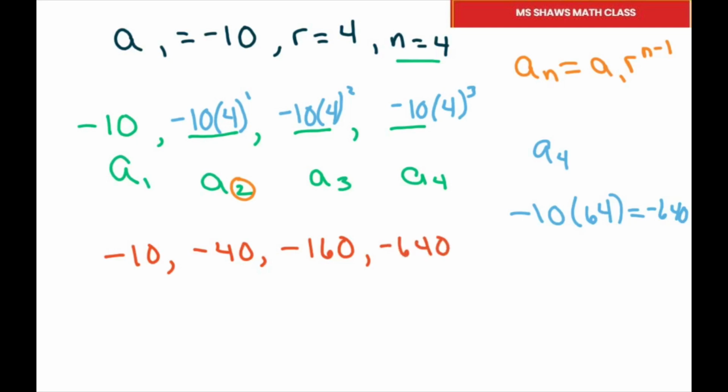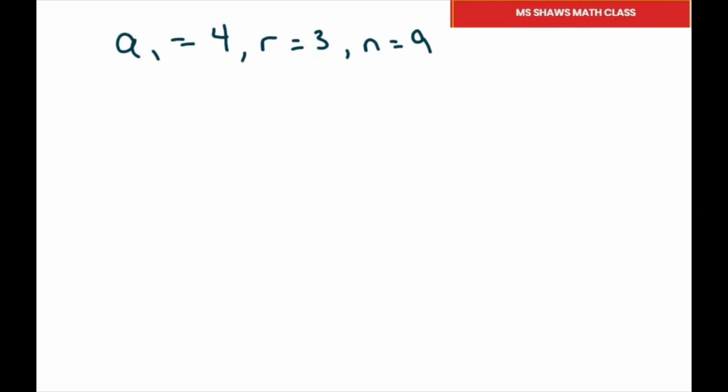And if you notice, what you're doing is you just keep multiplying by 4. So our common ratio is 4. Just multiplying each of these by 4. And that's another way to do it. So for example, this one, we want to go all the way to the ninth term, so we want to go to the ninth term here.